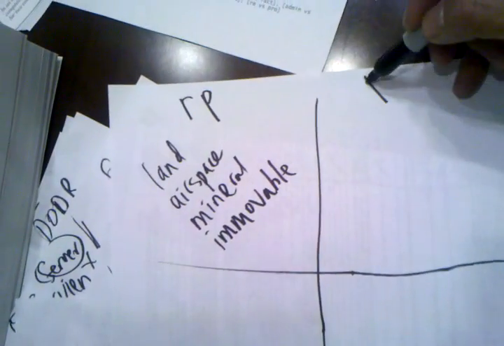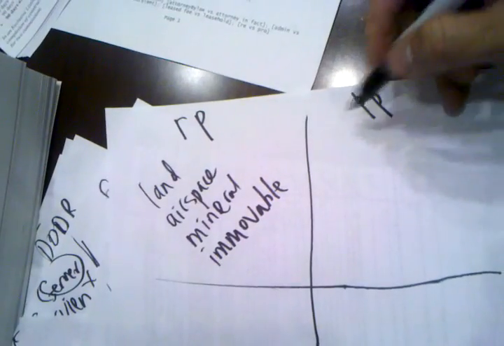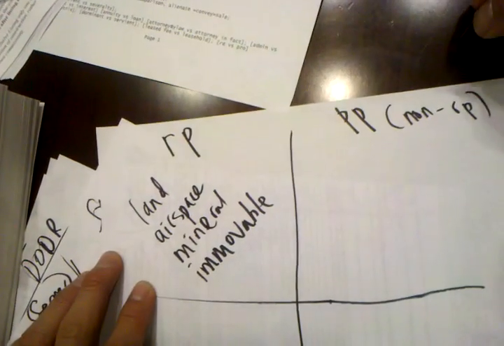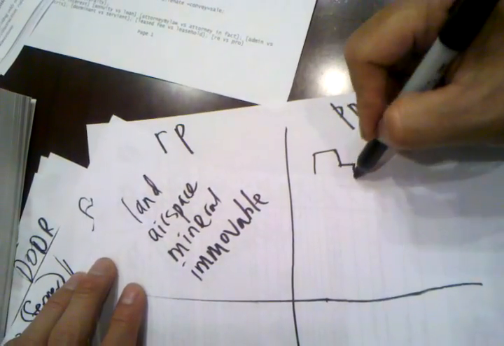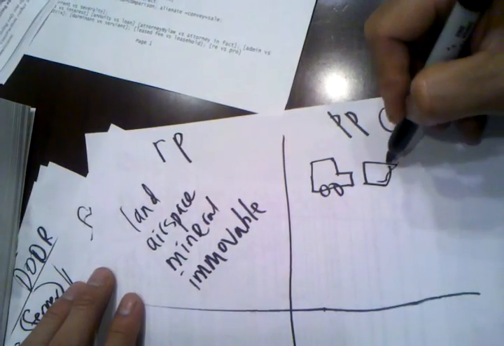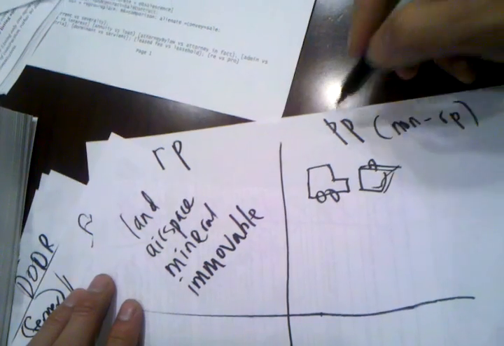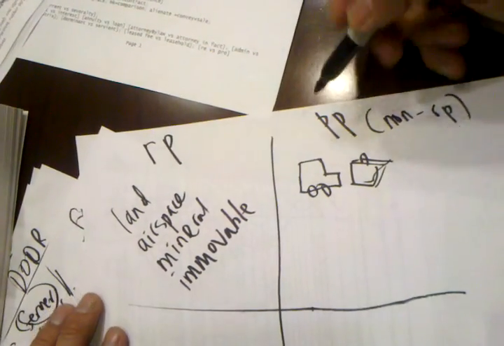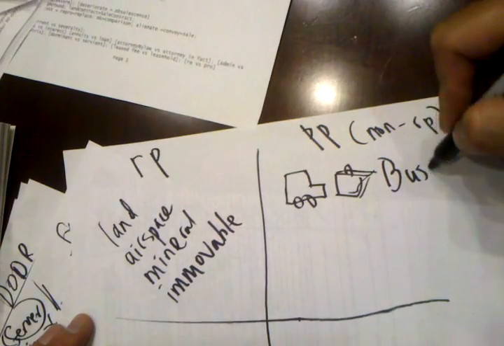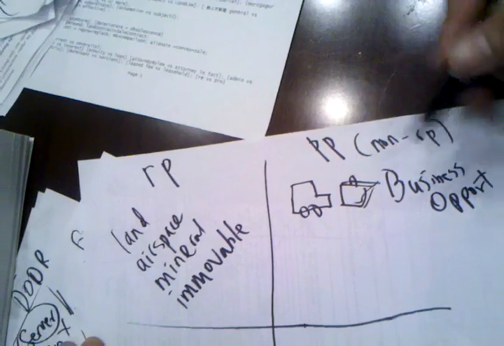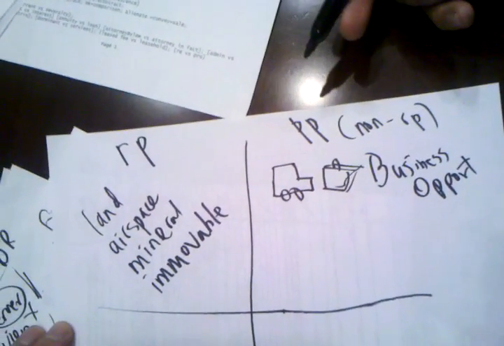That's real property. Now then, we go to personal property. Personal property is anything non-real property. We call it personal property. Let's say like a car which runs, it is personal property. Let's say like a bag, it's personal property. However, personal property is also like a business opportunity. So we call it personal property.